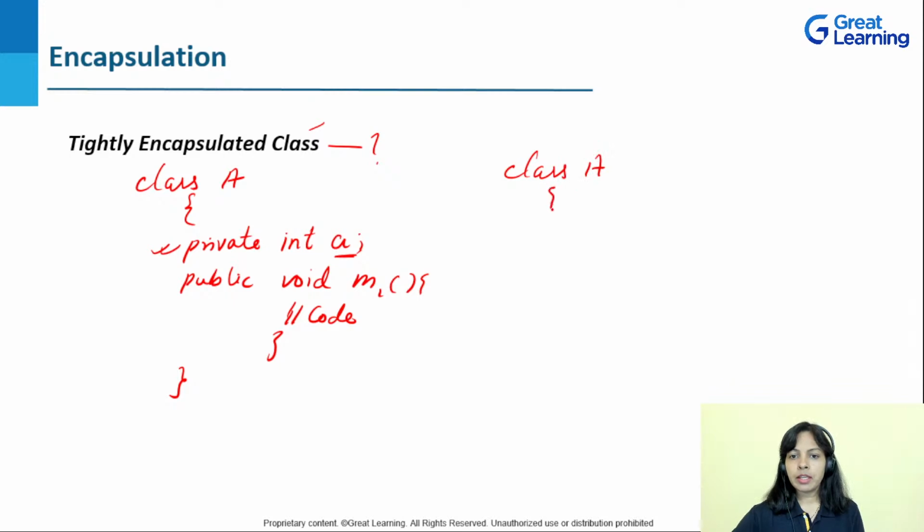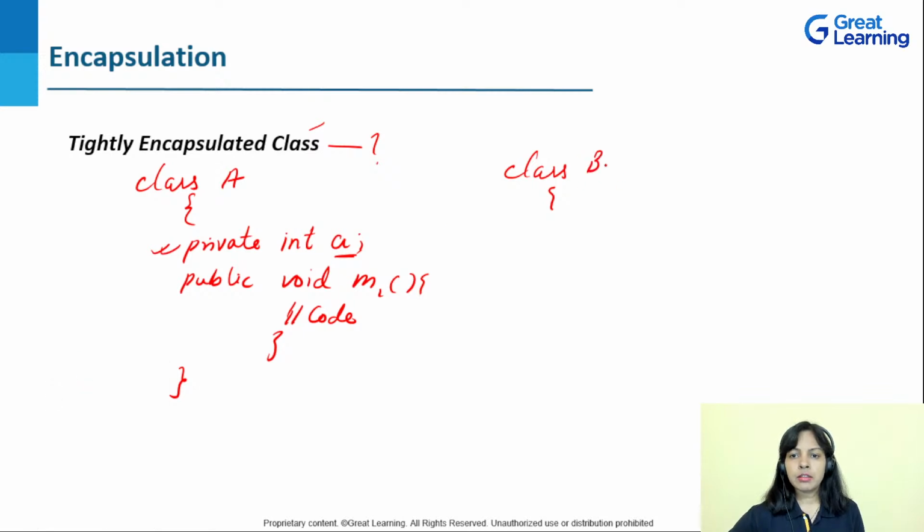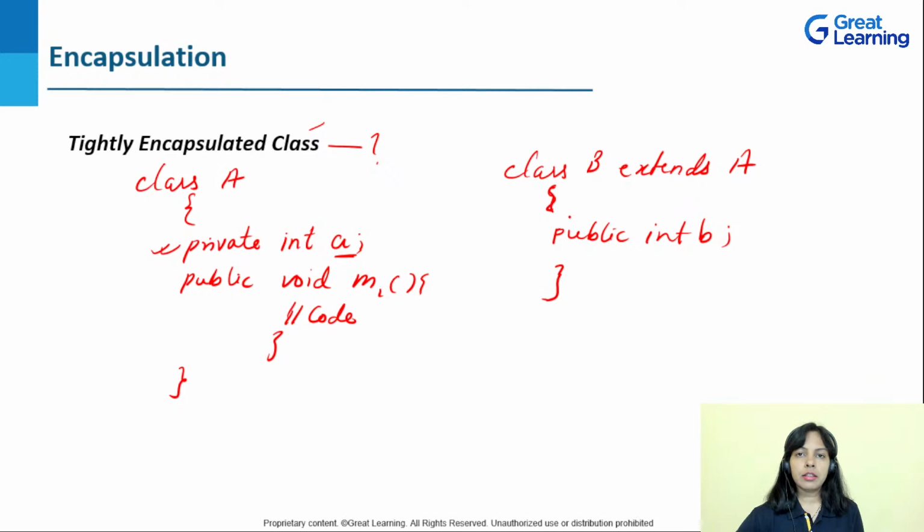Class A, in this, what I'll do is I'll just be extending this class itself. So class B extends class A. Meaning it is inheriting class A. And here it is defining a data member which is public int B. Now you tell me, is class B a tightly encapsulated class? Definitely not, because no data member is declared to be public.